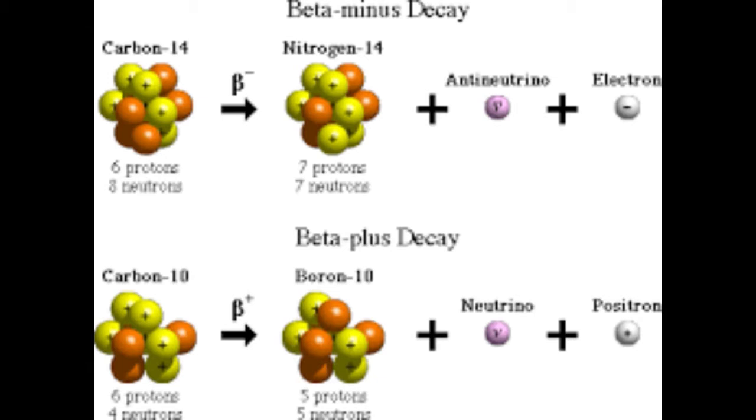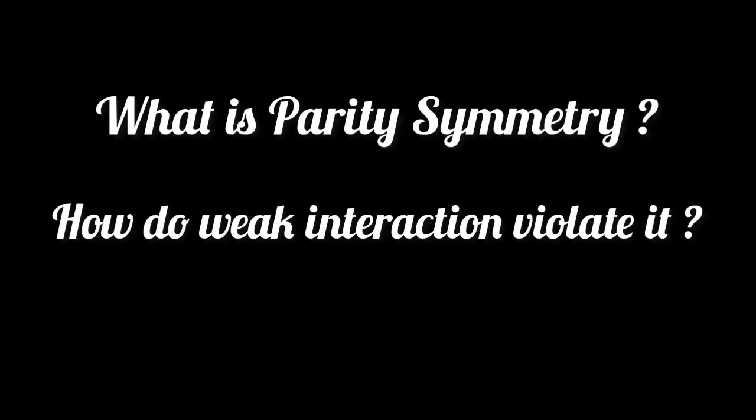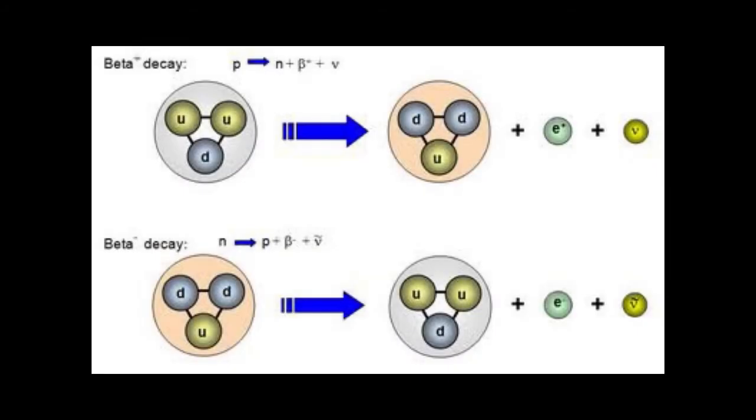For example, the beta minus and beta plus decay. They are also responsible for the decay of some types of mesons, like the kaons as well as the B mesons. Now let's go back and understand what exactly parity symmetry is and how the weak nuclear forces violate it.